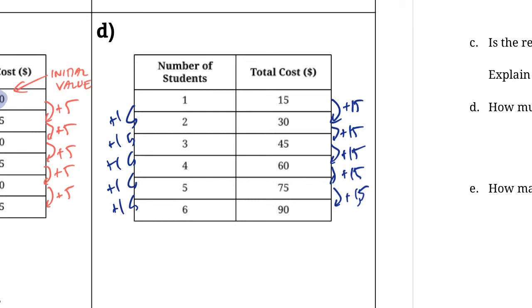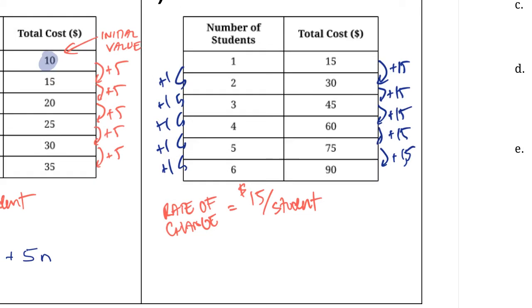So that tells us the rate of change is just going to be $15 for every 1 student. So $15 per student, right? That's not a surprise. So then we look, what's our starting value for our equation? When we come up with our equation, we always want to start with the starting value. So the first value here, clearly, it's got to be 15, right? So we should do 15 plus 15n, right?